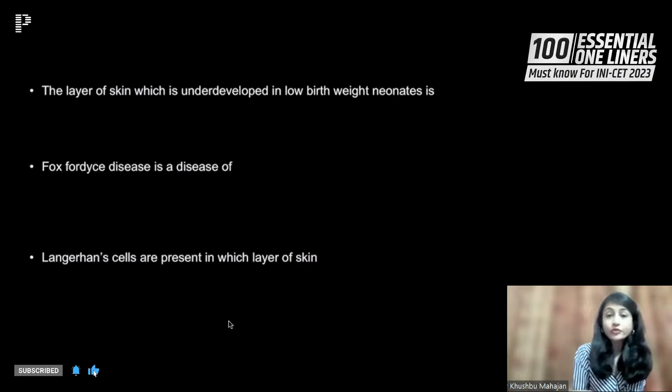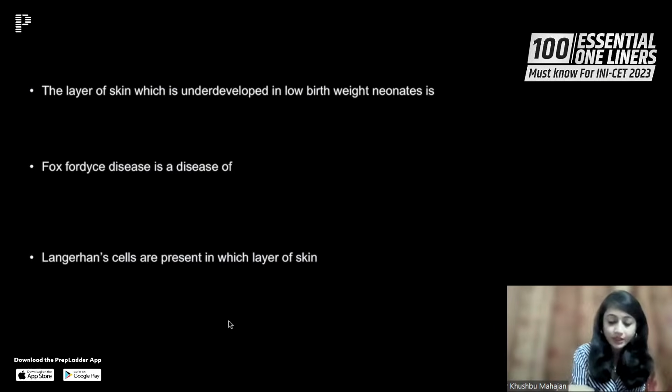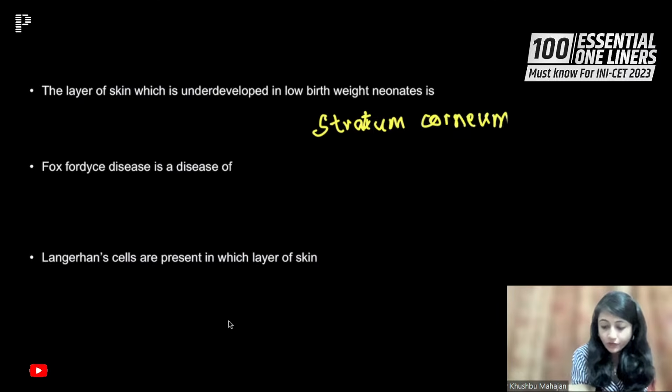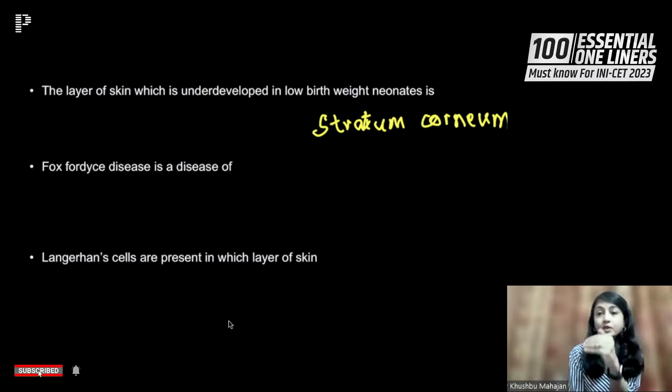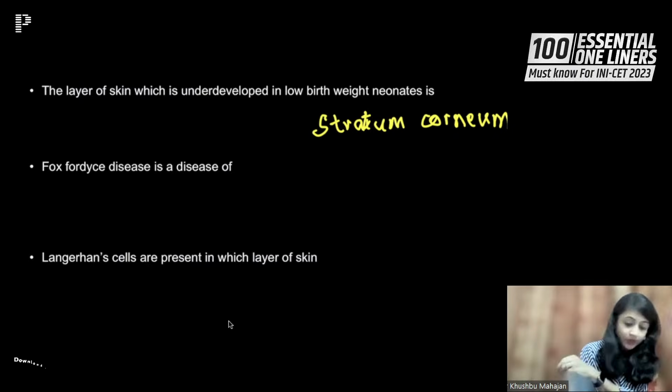So perfect. A lot of you have given me the correct answer. The layer of skin which is underdeveloped in low birth weight neonate is stratum corneum. Because we all know that skin develops from bottom to top, and stratum corneum is the topmost layer. So in a low birth weight neonate who's born prematurely, the uppermost part of the skin layer would not be developed, and so here the answer would be stratum corneum.